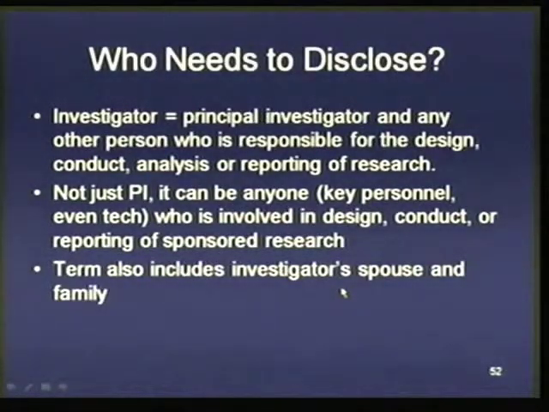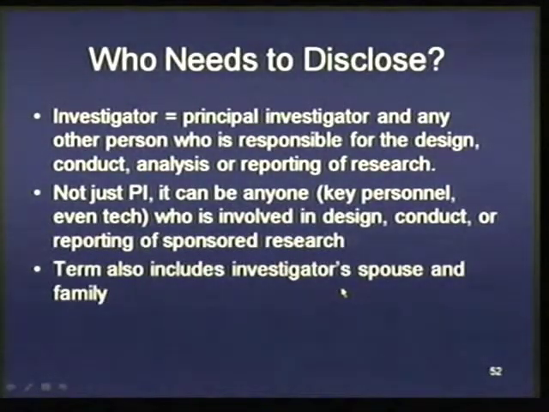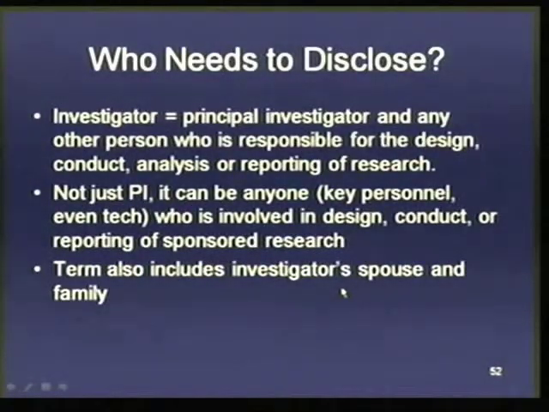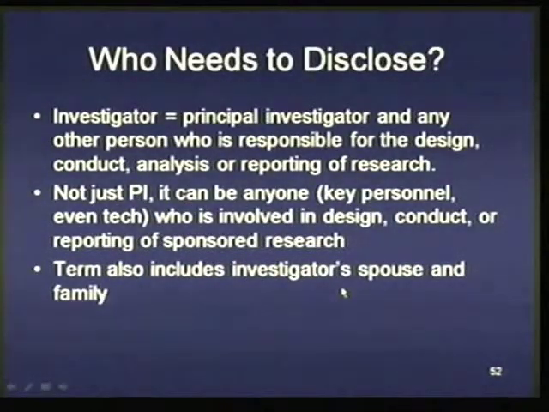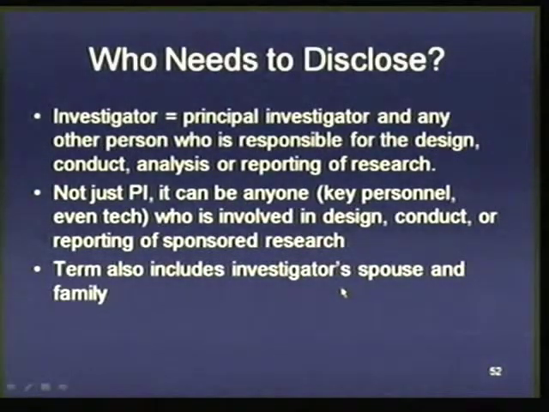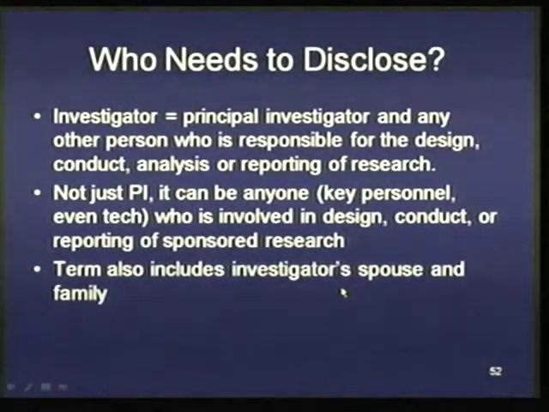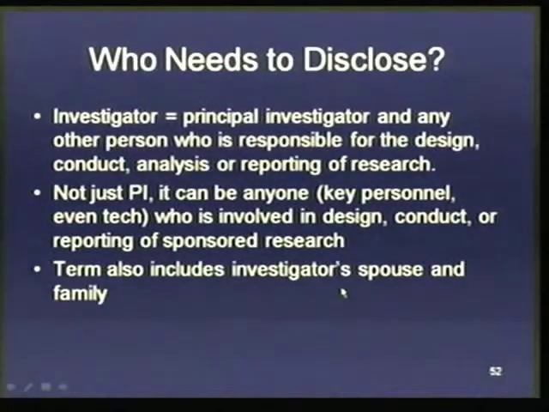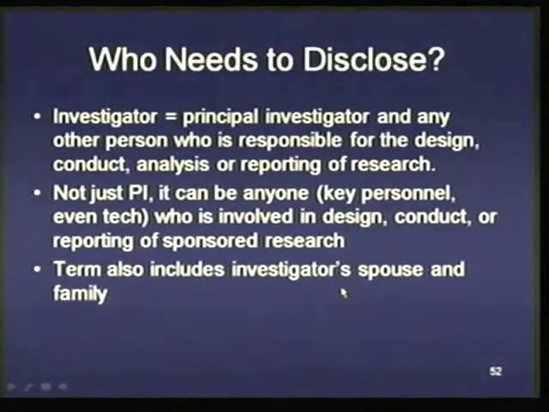So anyone who is involved in the design, conduct, or reporting of sponsored research has to report conflict of interest or explicitly state that there is no conflict of interest. And in reporting that, they're also signing for their spouse and family.